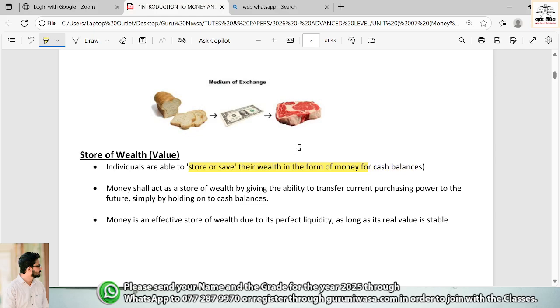Form of money, within brackets write down cash balance. That means, children, what is your wealth? What is meant by wealth?